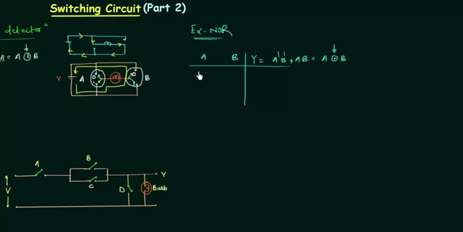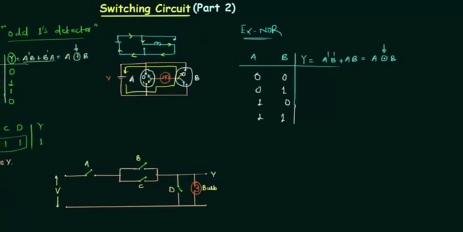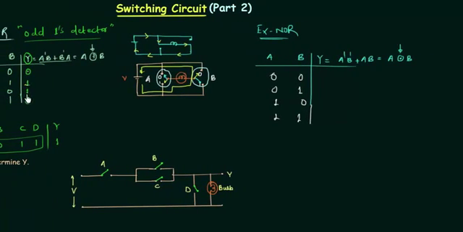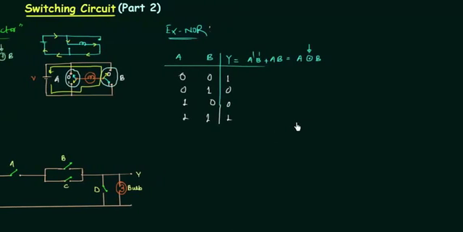We have 4 combinations: 0 0, 0 1, 1 0, 1 1, and as this is the complement of XOR and we know the outputs in the case of XOR are 0 1 1 0, we only have to take the complement of these outputs. So we have 1 0 0 1. So this is how the truth table for XNOR gate looks. And now we are going to make the switching circuit for the XNOR gate. I will draw it quickly.